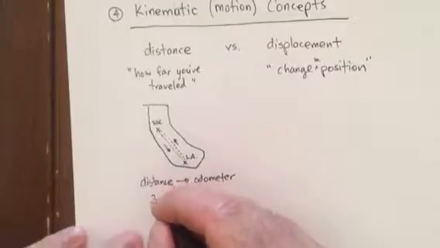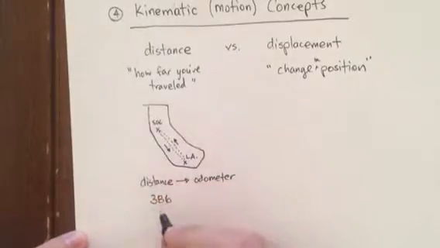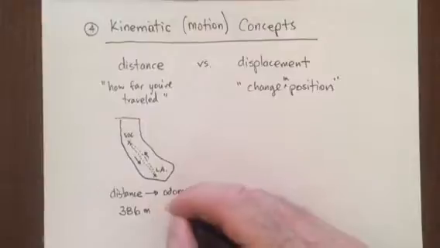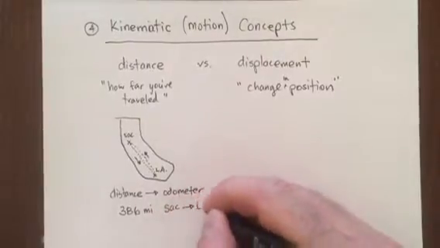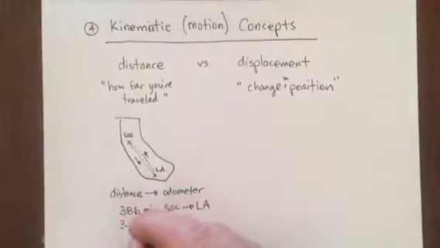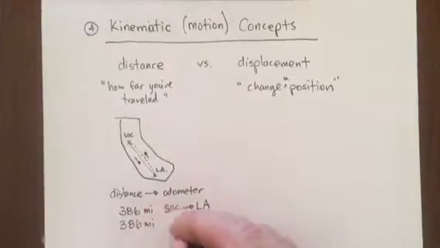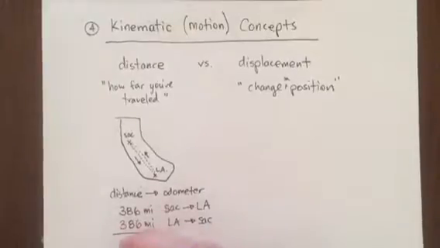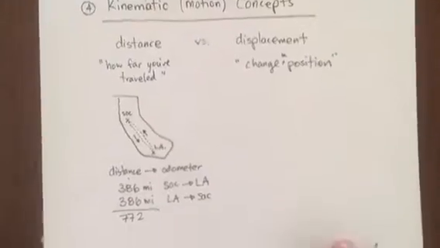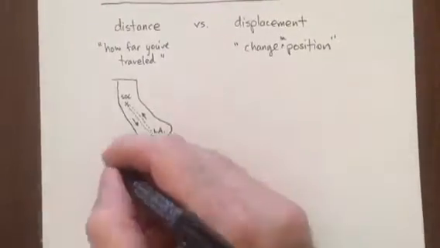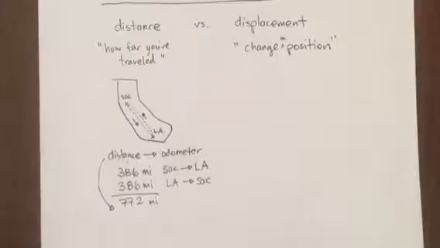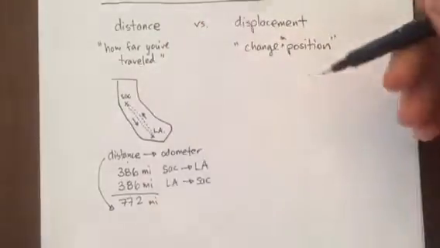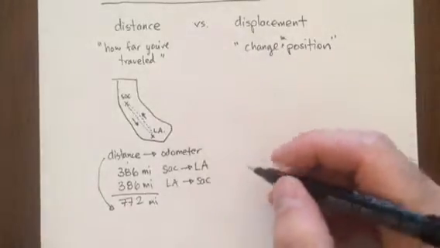So on the way down, you traveled 386 miles. This is Sacramento to LA. On the way back, same distance, 386 miles from LA back up to Sac. And so the total distance that you've traveled is 772 miles. That's your distance traveled. In this same situation, though, your displacement is different because you return back to the same place that you started with. So your overall change in position is 0.